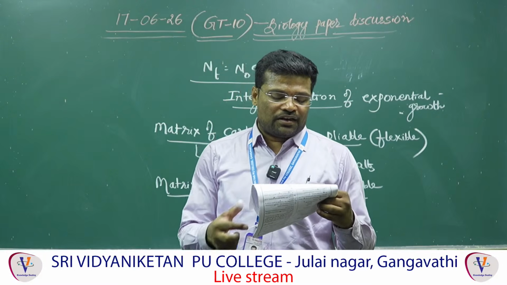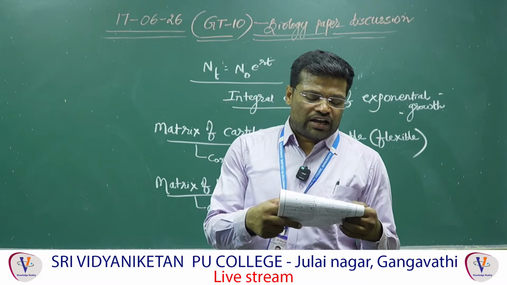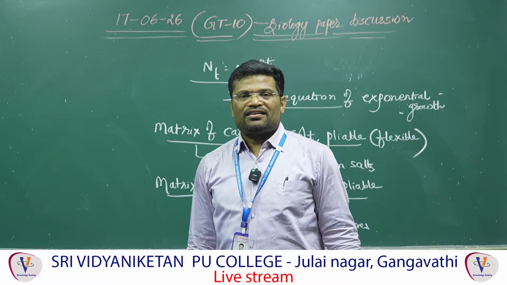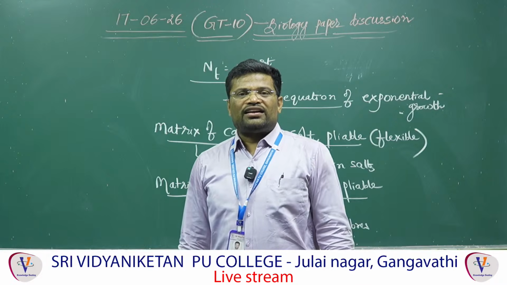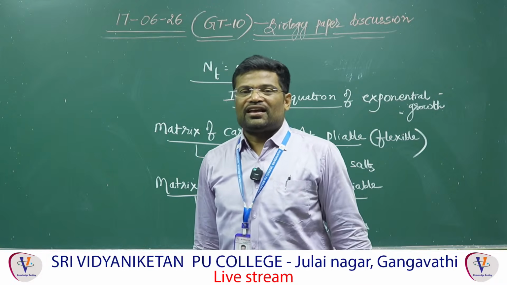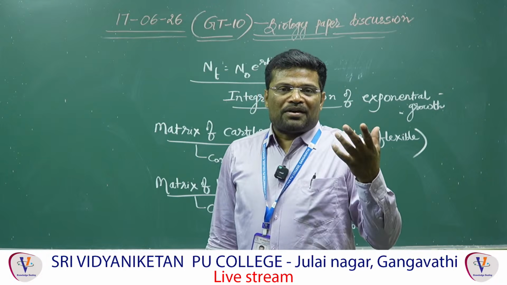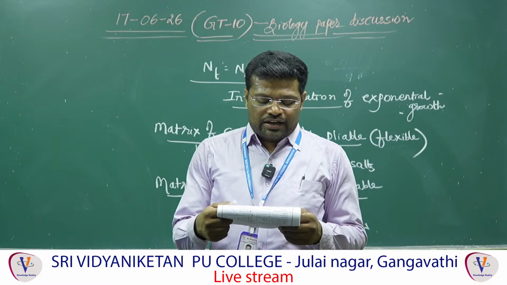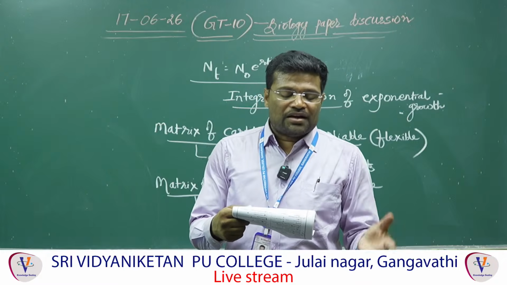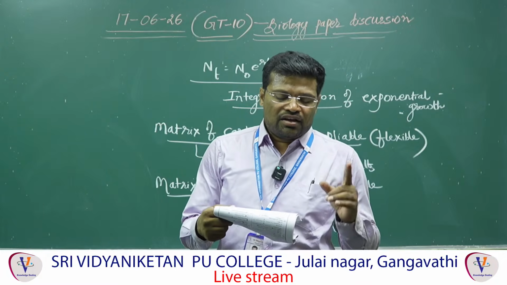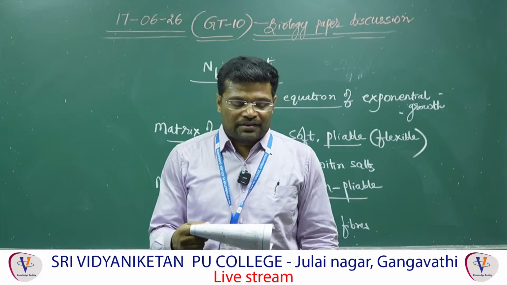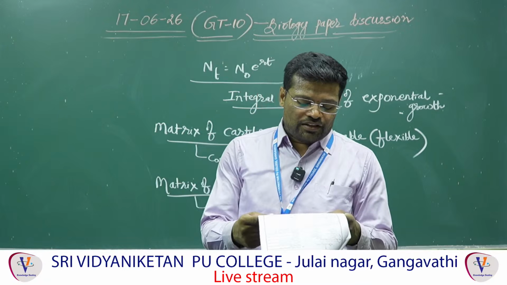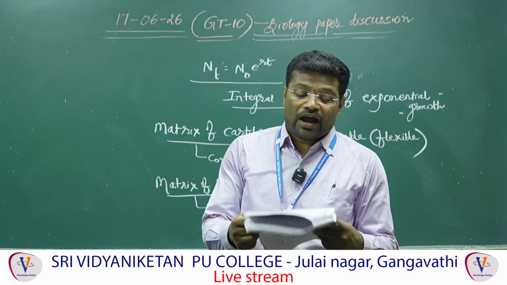E5, cardiac muscle. Branched, striated and involuntary. Cardiac muscle fibers are branched, involuntary, and striated. F6, striated muscles, voluntary, multinucleated, striated, nothing but skeletal muscle fibers. Answer is 1. A1, B2, C3, D4, E5 and F6.